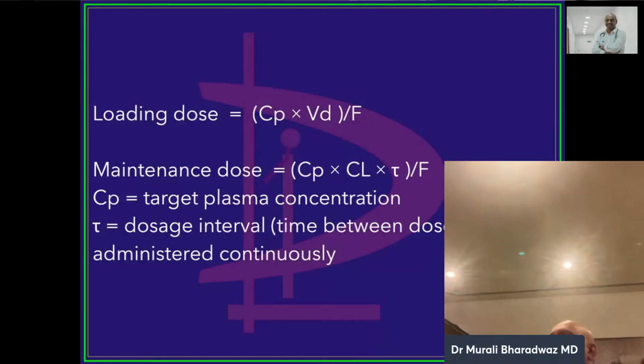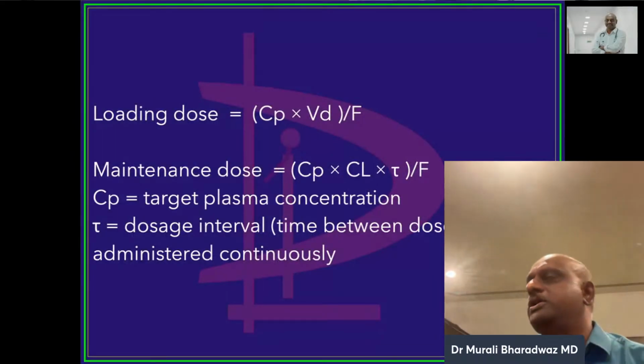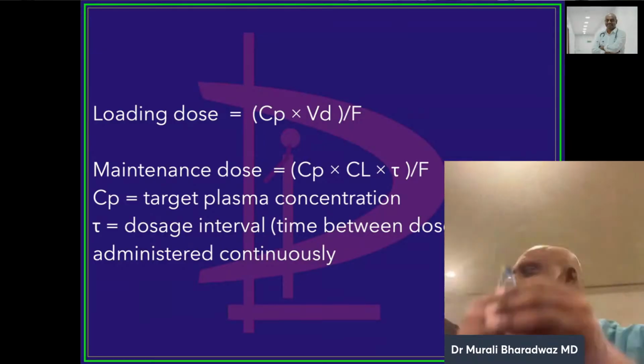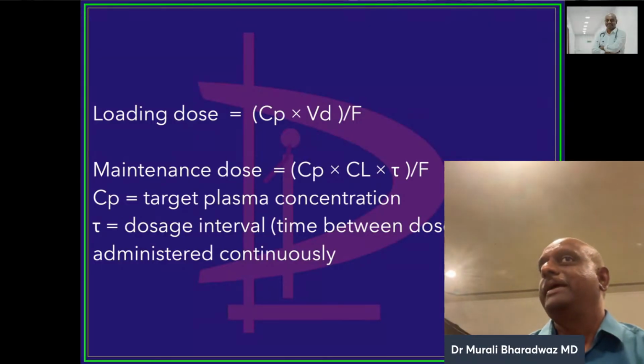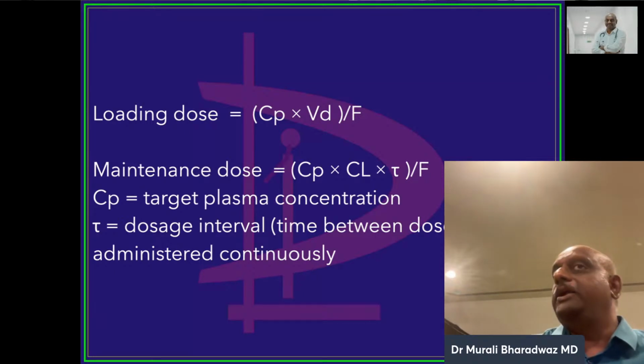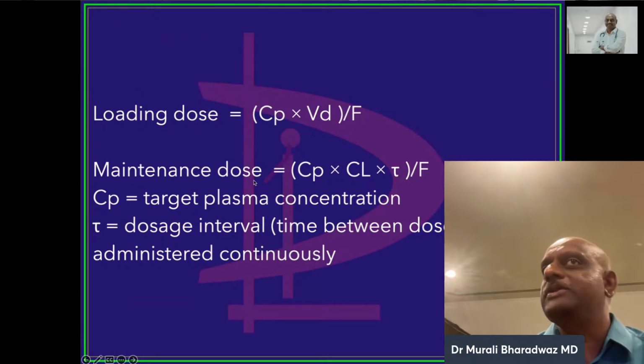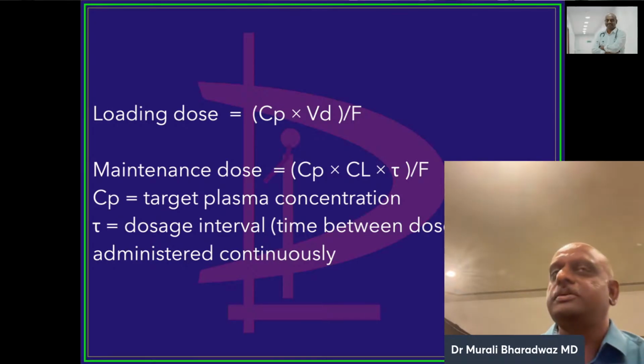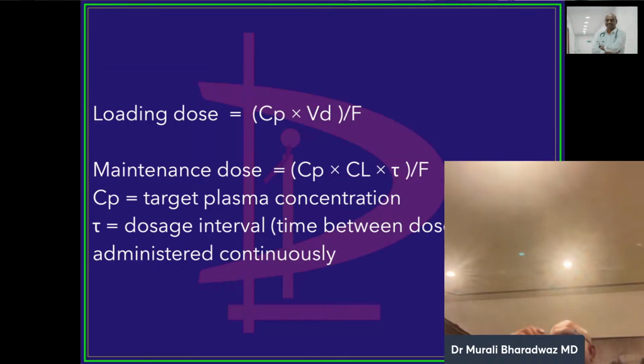So loading dose is dependent on plasma concentration into volume of distribution divided by bioavailability. Maintenance dose is dependent on plasma concentration into clearance into dosage interval divided by bioavailability. That means maintenance dose depends on clearance, loading dose depends on volume of distribution. Favorite question. Volume of distribution decides loading dose. Maintenance dose depends on clearance.